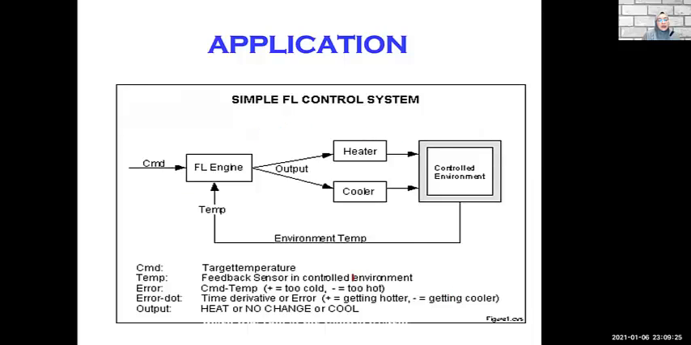So this diagram shows an example of application for a simple fuzzy logic control system. CMD is a command or target temperature. Then we have a temperature, TMP, which is a feedback sensor in a controlled environment. Let's say you want to control the air conditioner in your room. So TMP is the environment temperature or room temperature.